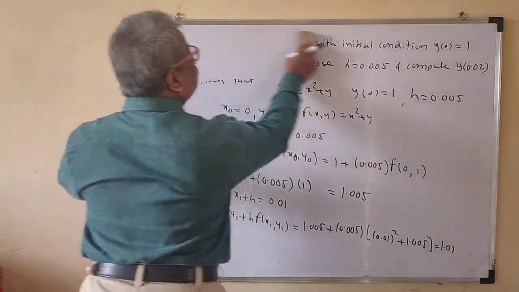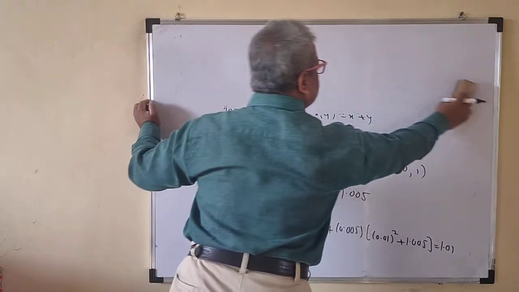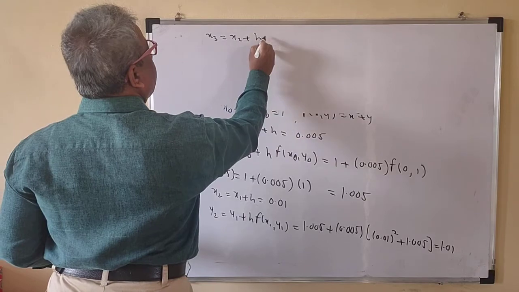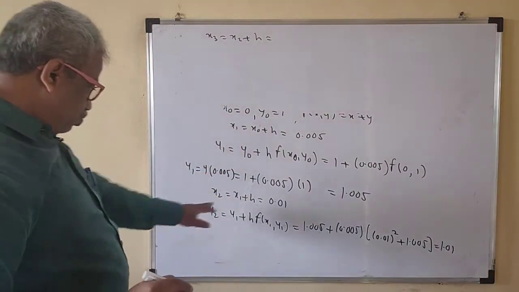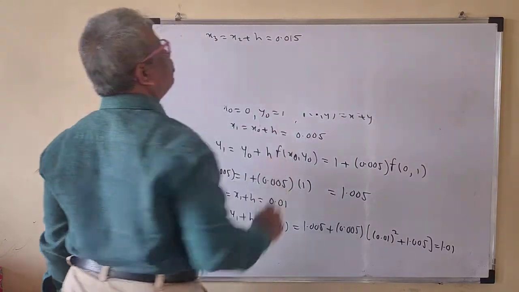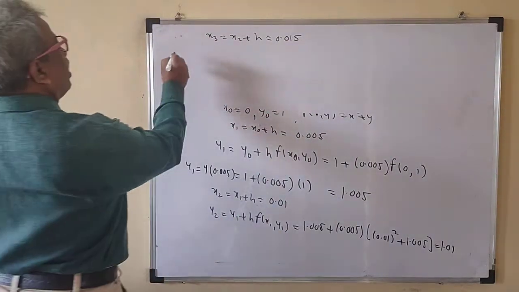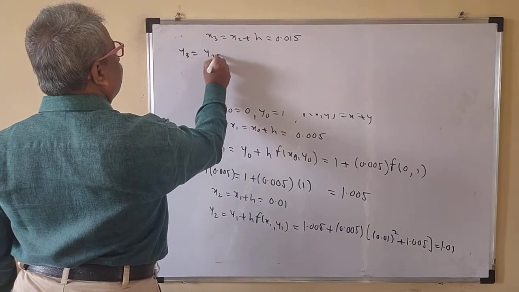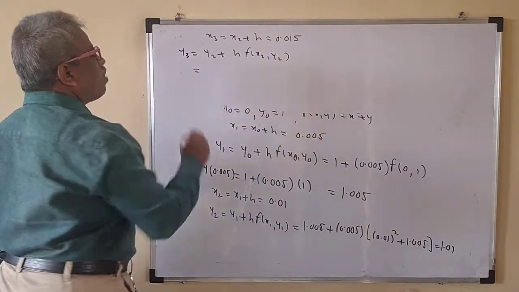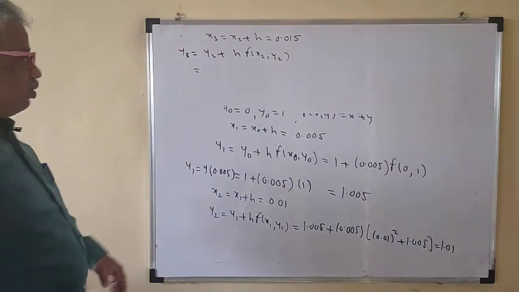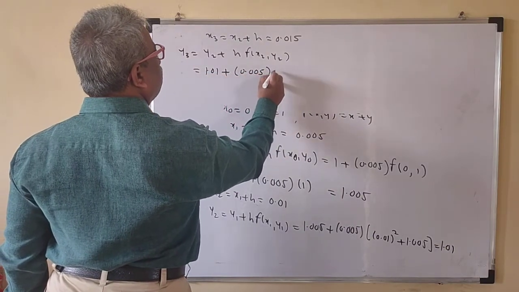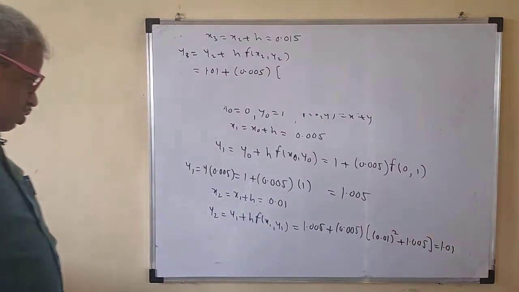For y3, so now your x3 is x2 plus h. What is your x2? Your x2 is 0.01. You have to add this. This is 0.015 now. Okay, so y3 is equal to y2 plus h f of x2, y2. Okay, so what is your y2? Your y2 we have just calculated. This is 1.01 plus h 0.005. Now this is x2 square. What is your x2?